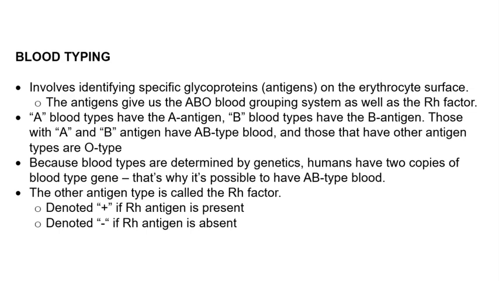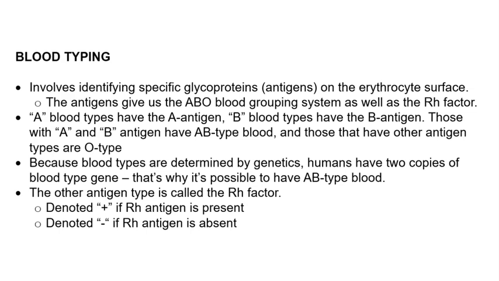Blood typing involves identifying specific glycoproteins, called antigens, on the plasma membrane of the erythrocyte. The antigens give us the ABO blood grouping system in addition to the Rh factor. Individuals with A-type blood have the A antigen on the erythrocyte plasma membrane, while individuals with B-type blood have the B antigen. Individuals that have both the A and B antigens have the AB blood type, while individuals who have antigens other than A or B antigens have type O blood.